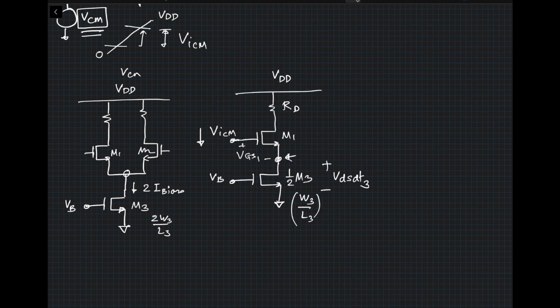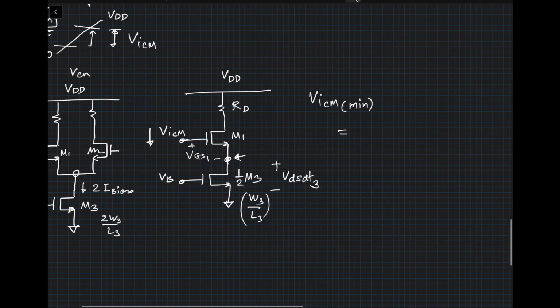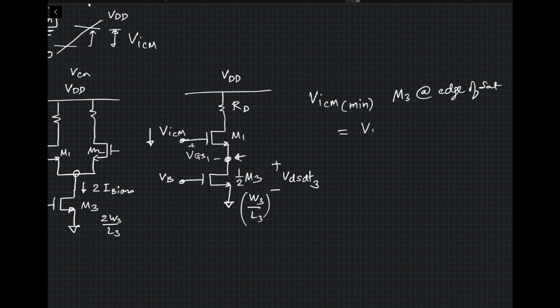So we want to define our VICM minimum as the value when M3 is at the edge of saturation. VICM min will be equal to VGS1 plus VDSat 3. As long as we ensure the input common mode voltage minimum is VGS1 plus VDSat 3, then M1 and M3 will be in the saturation region. Let's calculate the value. This would be VTH plus VDSat 1 plus VDSat 3.